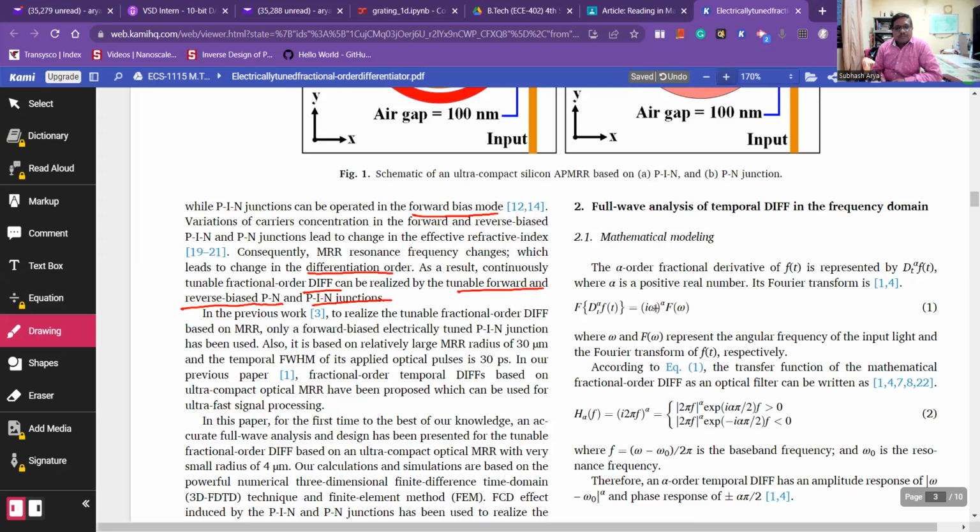As a result, a continuously tunable fractional order DIF can be realized by tunable forward and reverse biased PN and PIN junctions. In the previous work, to realize a tunable fractional order DIF based on an MRR, only a forward biased, electrically tuned PIN junction has been used. Also, it is based on a relatively large MRR radius of 30 micrometer and a temporal full width at half maximum of the applied optical pulses of 30 picosecond. In our previous paper, a fractional order temporal differentiator based on an ultra-compact optical MRR was proposed, which can be used for ultra-fast signal processing.